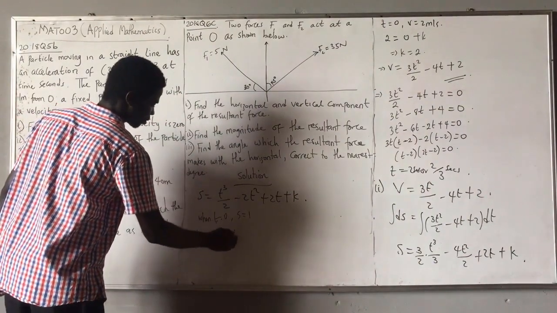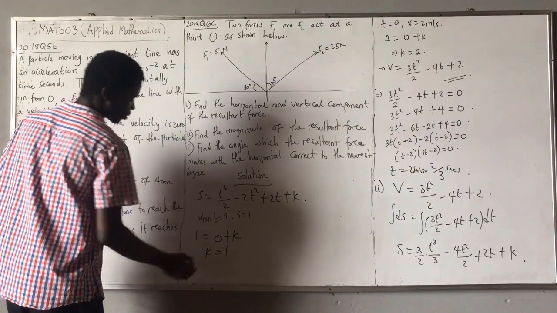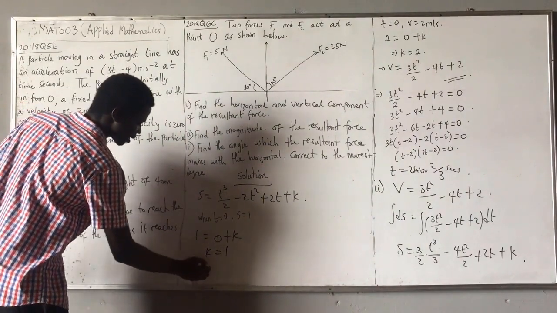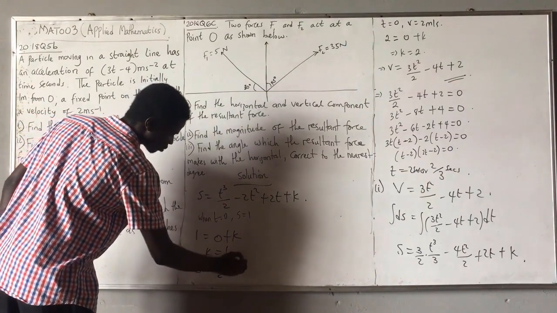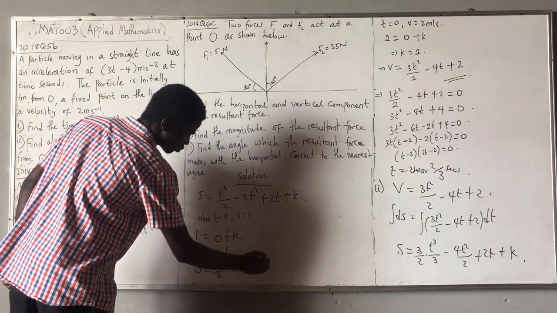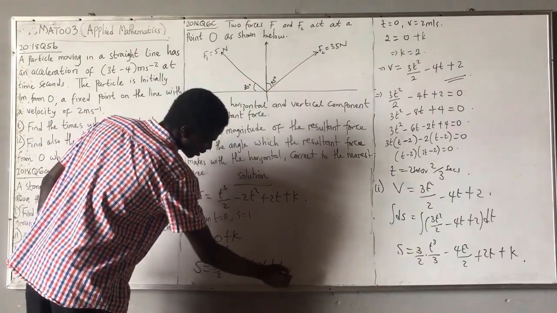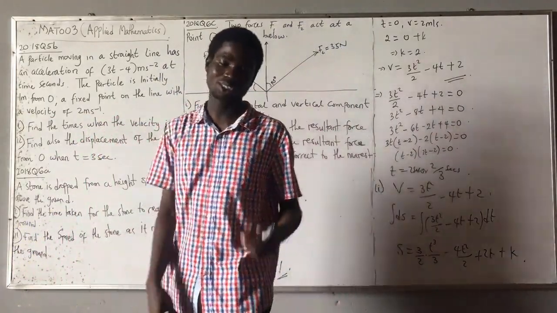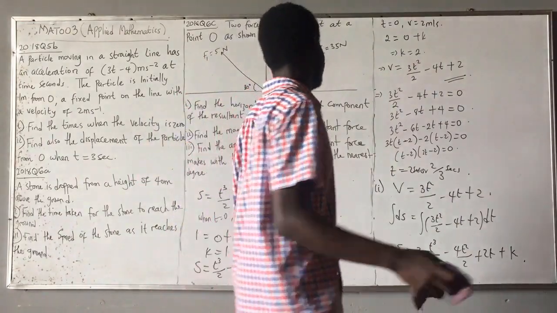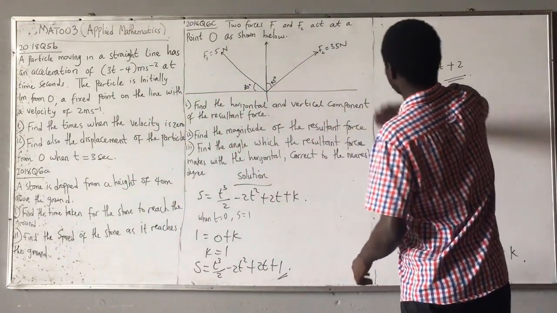So the answer is 0 plus 1. That means k is 1. So that means s is actually equal to t raised to power 3 over 2 minus 2t squared plus 2t plus 1. That is the displacement. But don't forget, they say I should find the displacement when t equals 3. So put t to be 3 to get the answer.